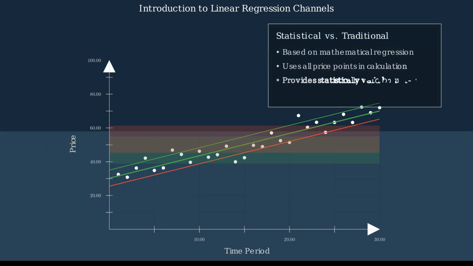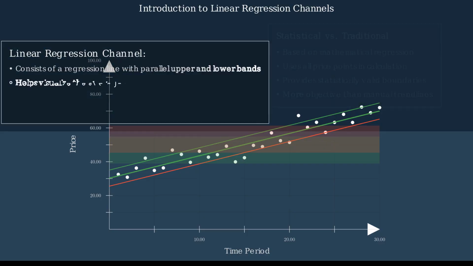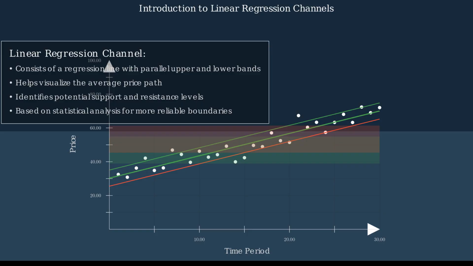Unlike traditional trend lines that connect specific price points, linear regression channels are mathematically robust. They use statistical analysis of all price data points. In summary, a linear regression channel provides traders with a visual representation of the average price path and potential price boundaries, offering a more mathematically robust tool than traditional trend lines.